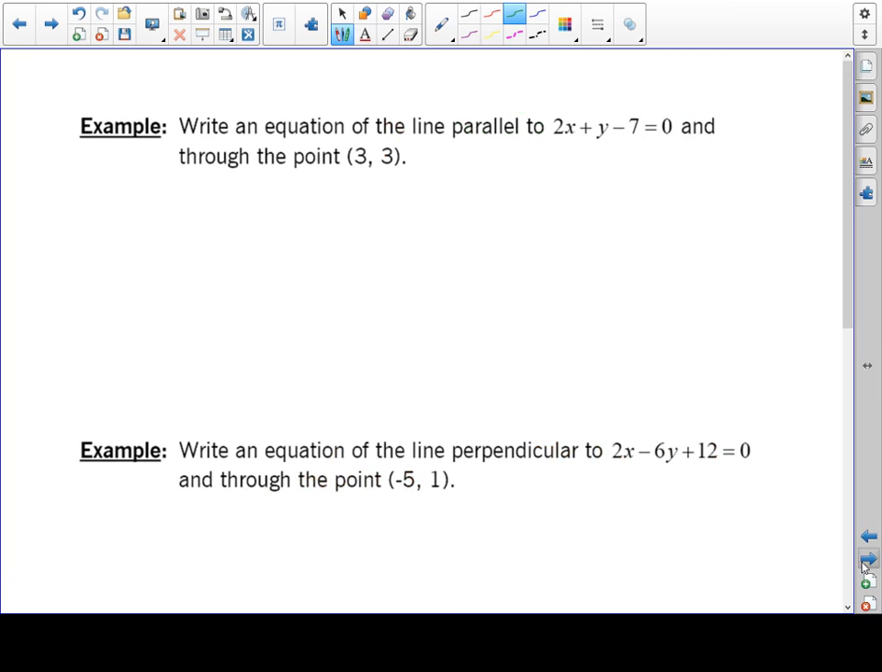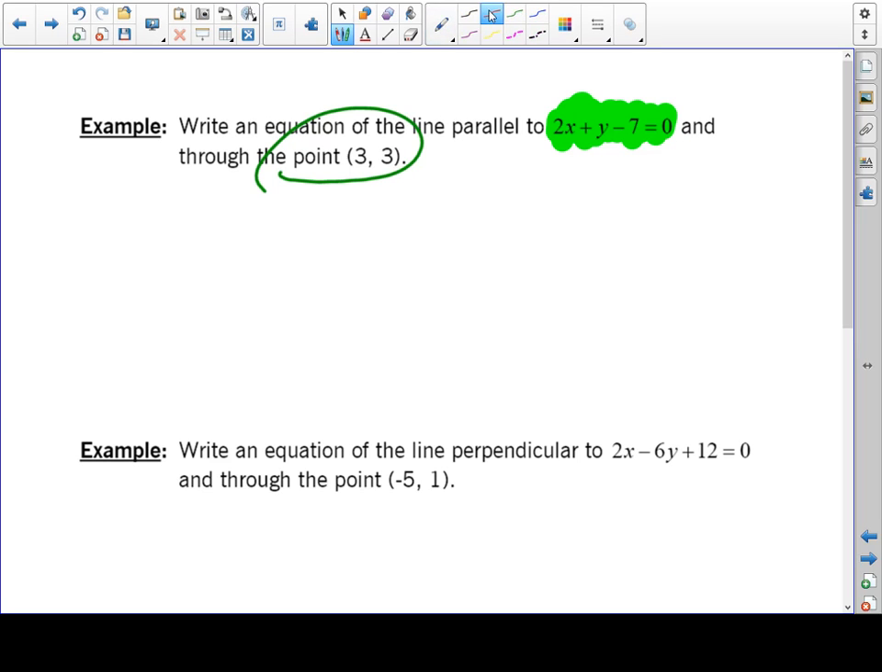Example, and this is where this stuff gets a little bit dicey. Write an equation of the line parallel to 2x + y - 7 = 0 and through the point (3, 3). So as we discussed earlier, we need two things to make an equation of a line: the slope and a point. Well, here's the point. Where's the slope? Well, the slope is parallel to this line. So we need to find, parallel means equal, right? They have the same slope. So we have to find the slope of this line.